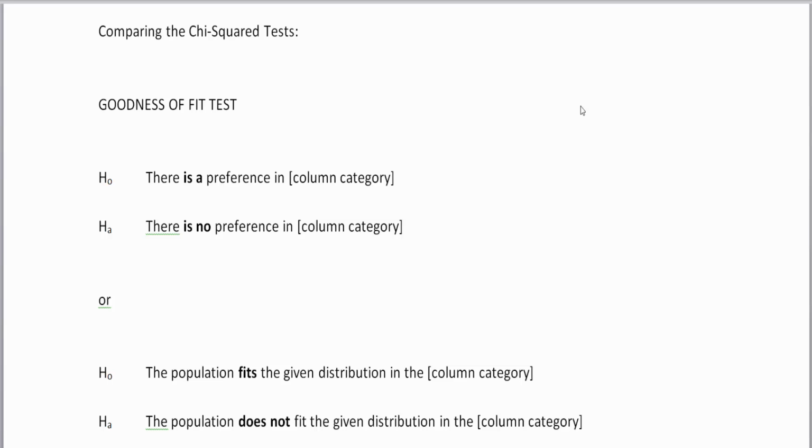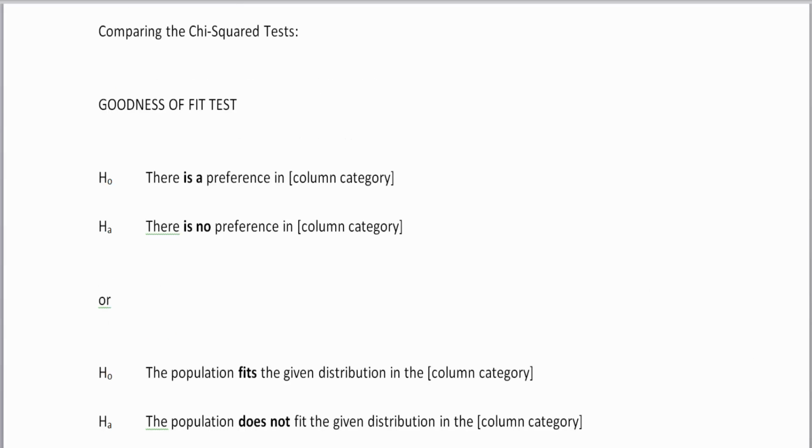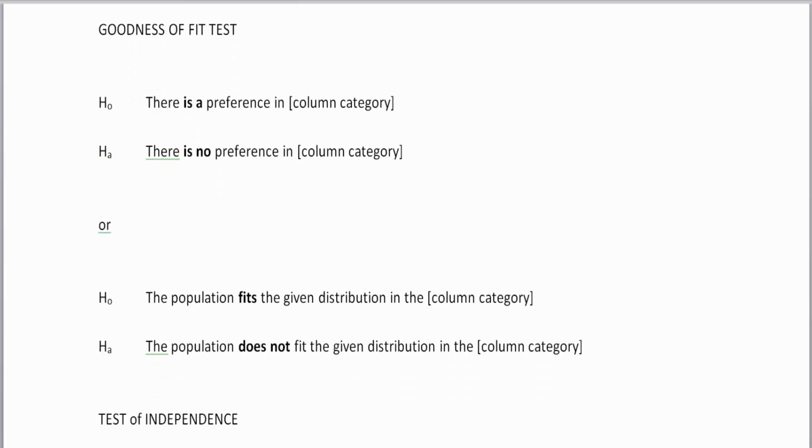Now, our first series of videos on chi-squared talked about the goodness of fit test, and there were two different types of goodness of fit tests. Those were preference, no preference, and those that actually talked about a population fitting the distribution or populations that did not fit the given distribution.